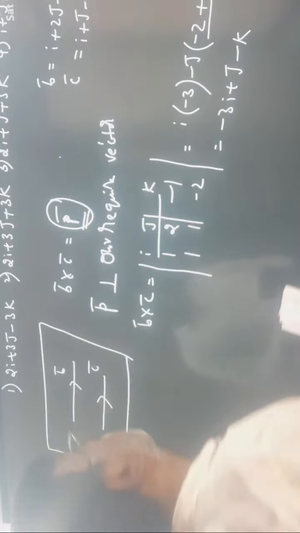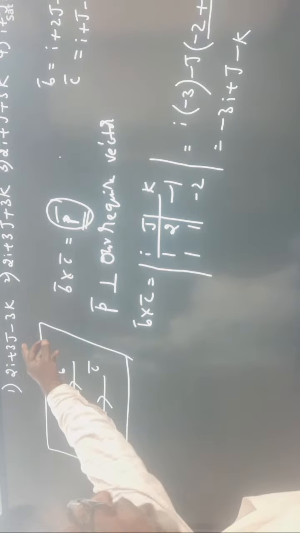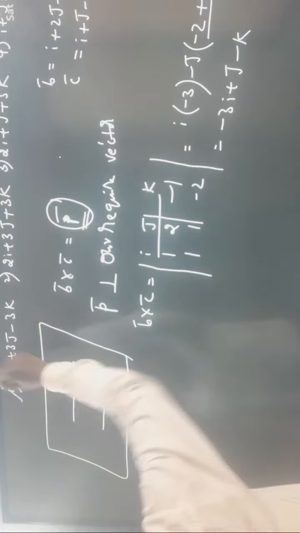Take that perpendicular. So minus 3, minus 6, plus 3. So this is perpendicular to this one. So the first is the correct answer.